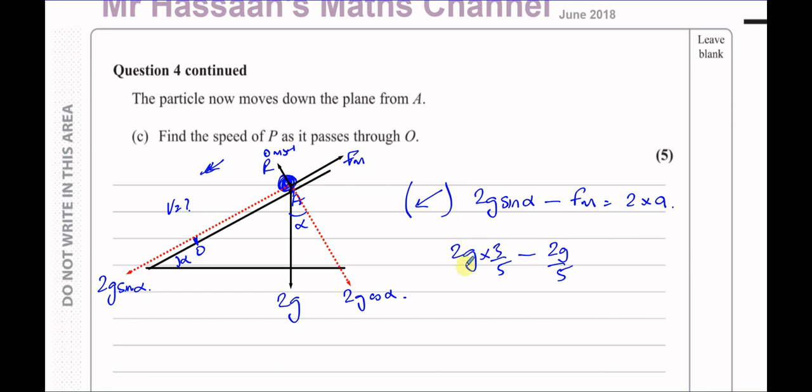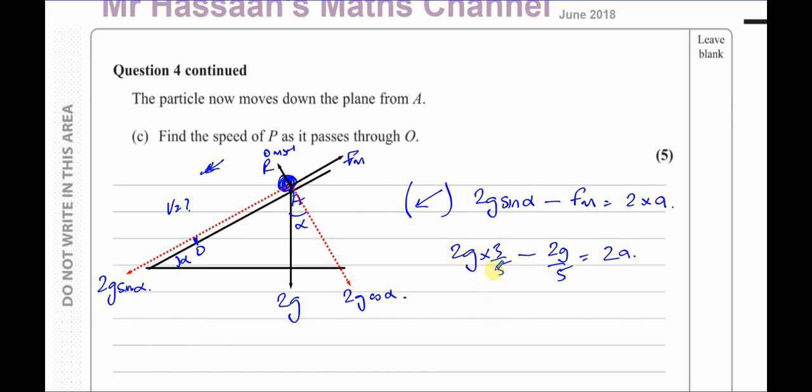So this was negative before because we were taking up as positive, and this was negative as well because we were taking up as positive. Now we're taking down as positive because it's moving down the plane. Always take the direction in which something is moving as the positive direction. So in this case, I'm taking down as positive as this is moving down and going back down towards O. So I'm taking 2g sine alpha as positive, and F max as negative because that's acting opposing this motion, and that's equal to 2 times A.